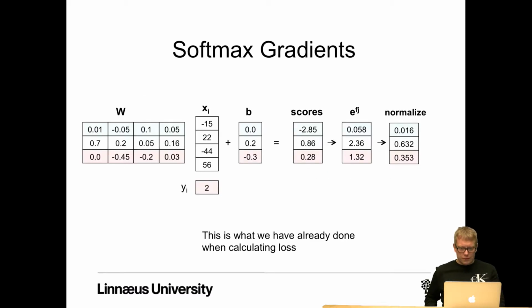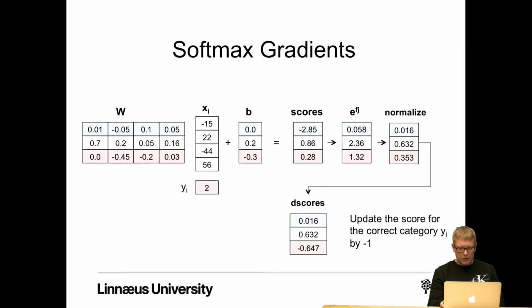So, this is what we did so far. We have calculated the scores as a matrix multiplication plus bias vector addition, and we calculate the log probabilities, and when we normalize them, we get the resulting normalized log probability vector as before. This is what we did when we calculated the loss.